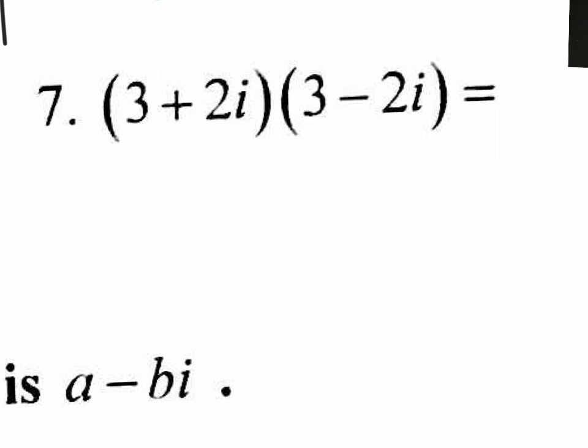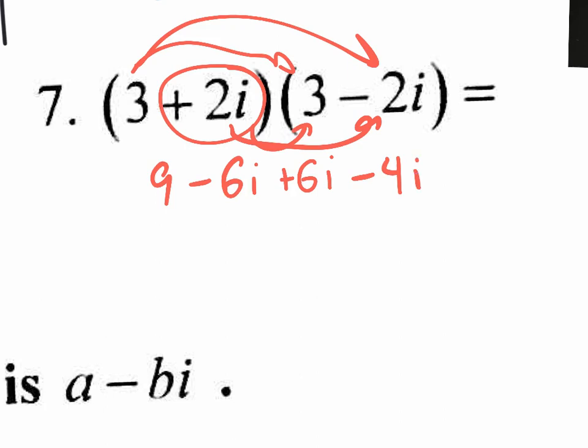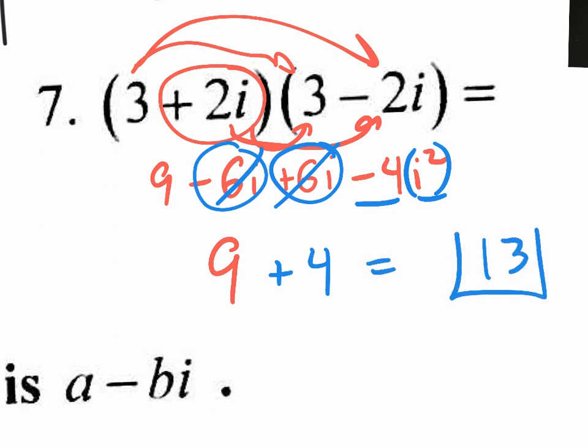Go for it. All right, let's distribute. 3 times 3, that's 9. 3 times negative 2i, that's negative 6i. Positive 2i times 3, that's positive 6i. Positive 2i times negative 2i, that's a negative 4. i times i is i squared. So yes, the middle terms eliminate. The last term has an i squared, which is really a negative 1. So I really have 9, and then over here I have negative 4 times negative 1, which is a positive 4. 9 plus 4 is 13. Beautiful, right?